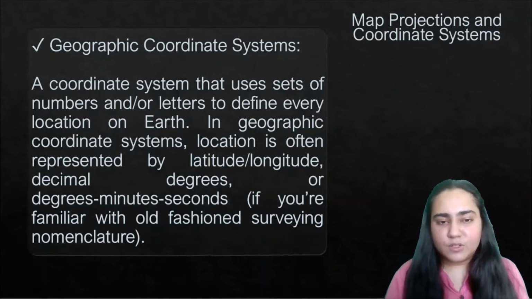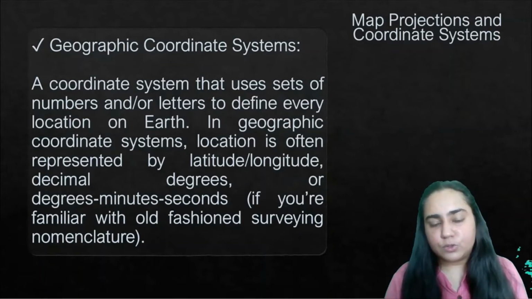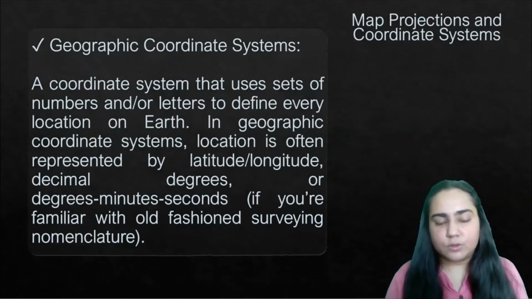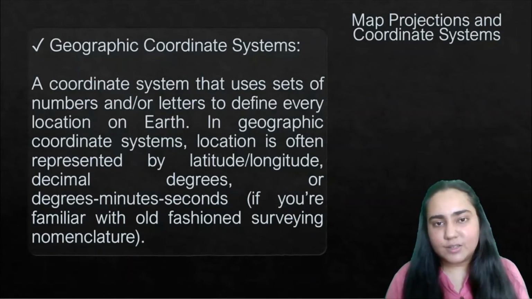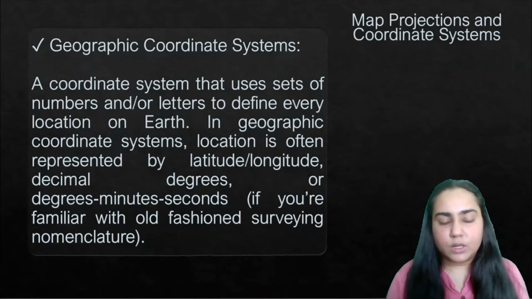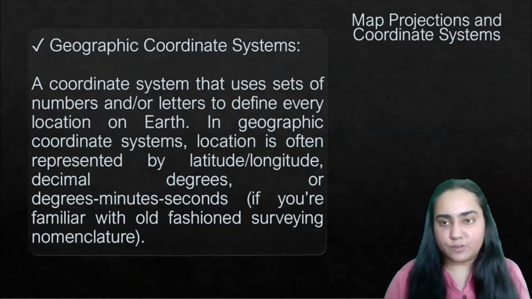They used to use decimal degrees. Nowadays, people are more used to latitude and longitude. So latitude and longitude are geographic coordinate systems, and this is how you can show your data, which is to show a location on Earth on the flat surface of a map.